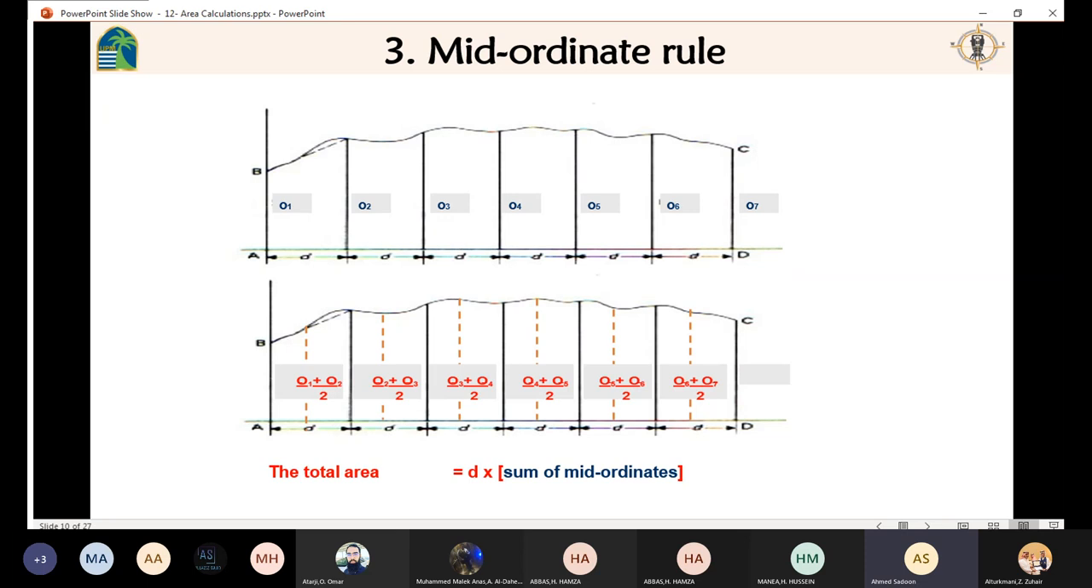Then the total area is going to be D times the summation of mid-ordinates. Again, D represents the equal distance between the sections. Then the total area, according to the mid-ordinate rule, is going to be D times the summation of mid-ordinates. Summation of mid-ordinates means that I'm going to sum all of these ordinates, which I calculated earlier. So this method is also similar to the trapezoidal rule. So now let's see an example regarding this method.